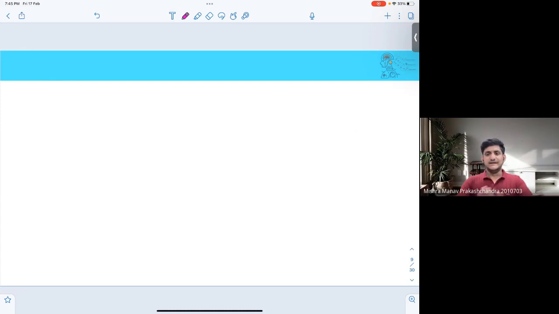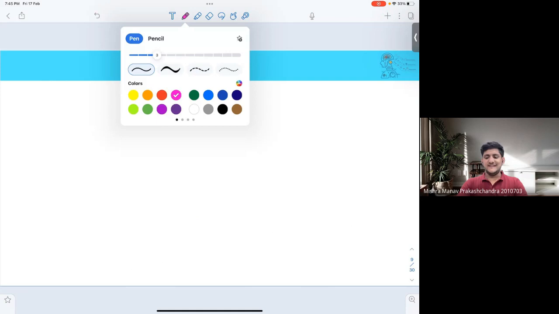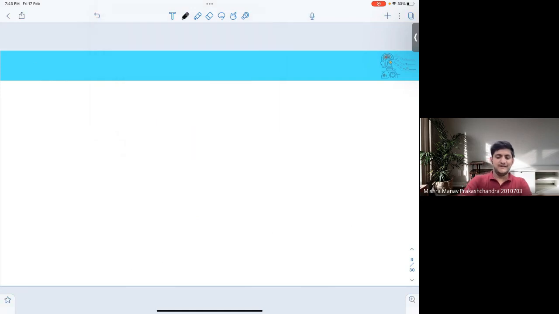Okay. So far we have been looking at the bandit problem. One last thing before we close off the bandit problem is something known as contextual bandits.